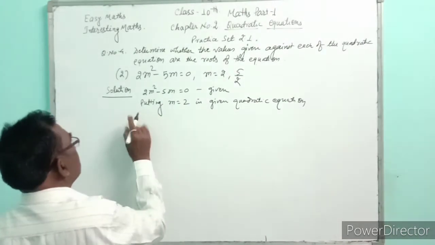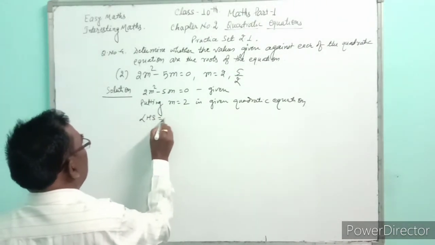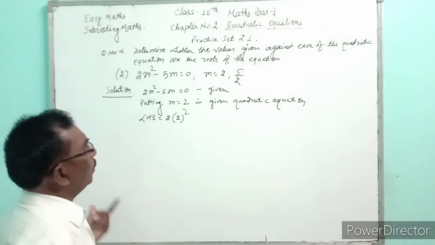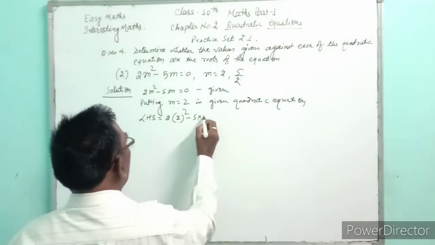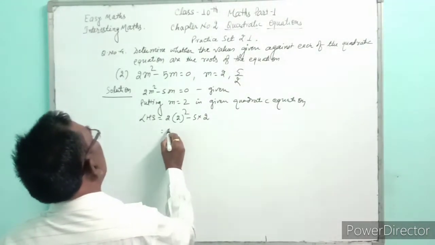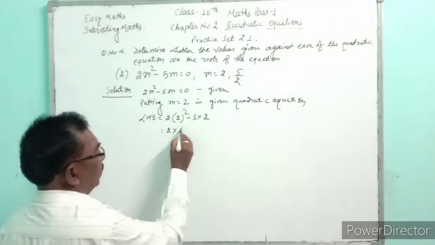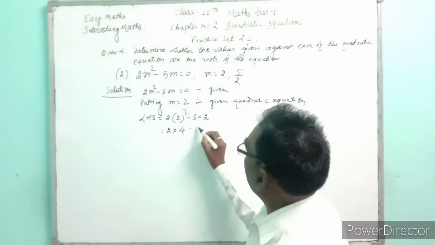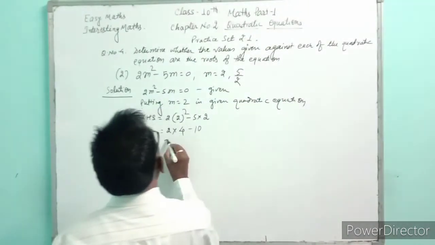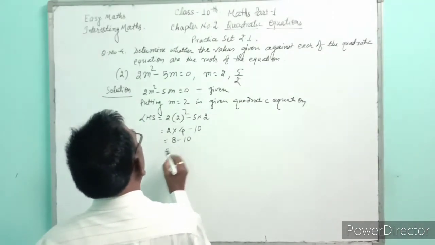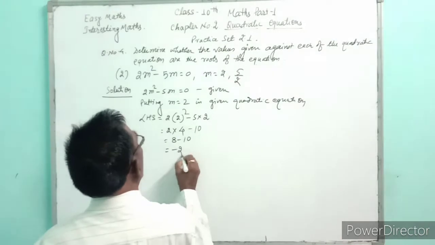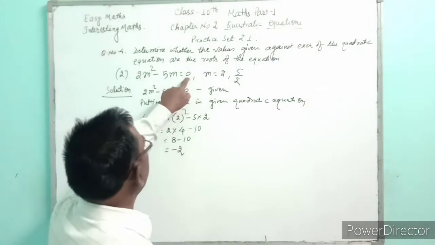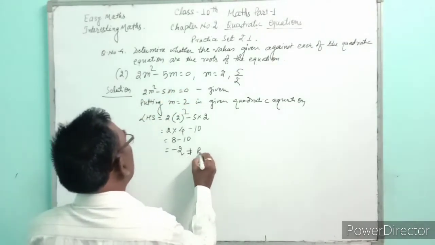So left hand side is equal to 2 into 2 square minus 5 into 2, as the value of m is 2. So 2 into the square of 2, that is 4, so 8. 5 into 2 means 10. So 8 minus 10 is equal to minus 2. But minus 2 is not equal to 0, because the right hand side of this quadratic equation is 0, so it is not equal to the right hand side.